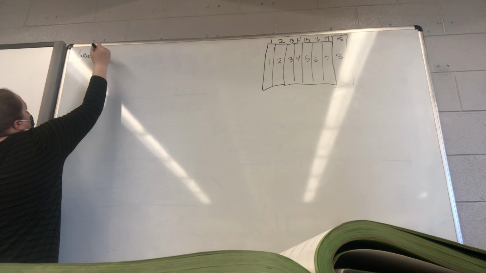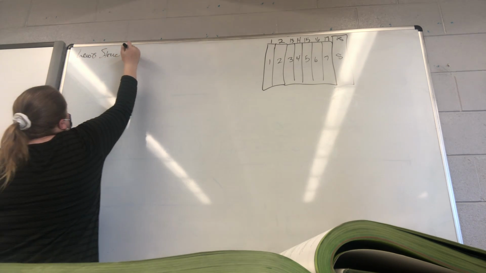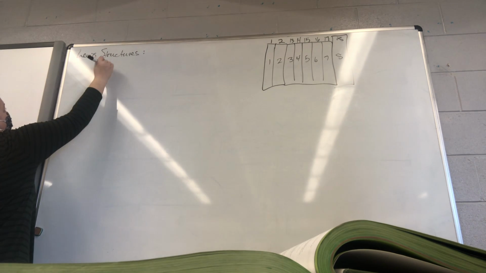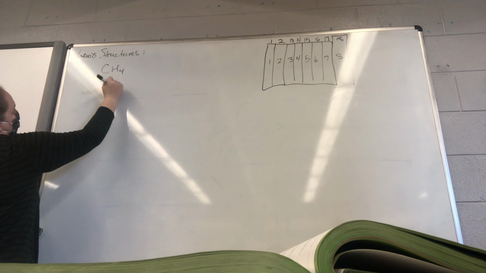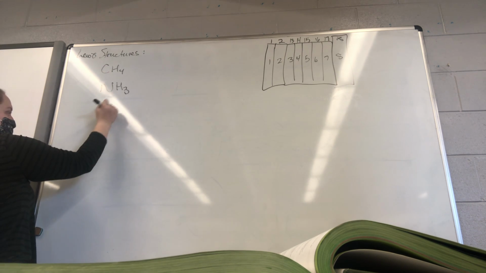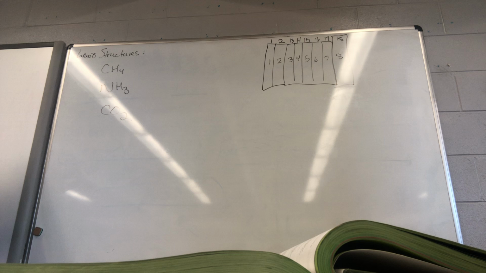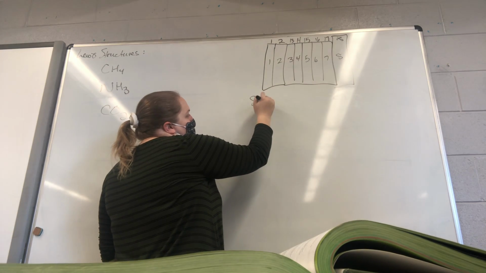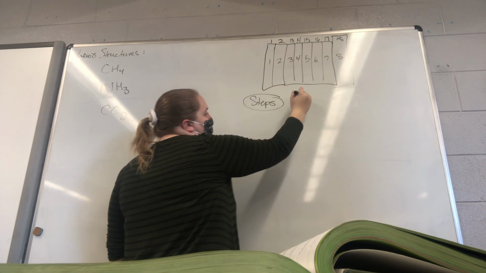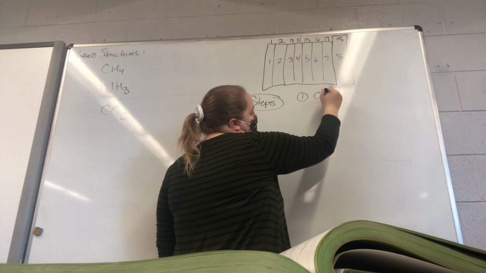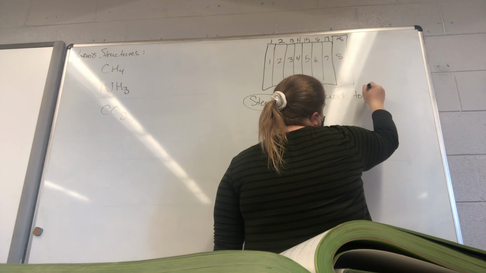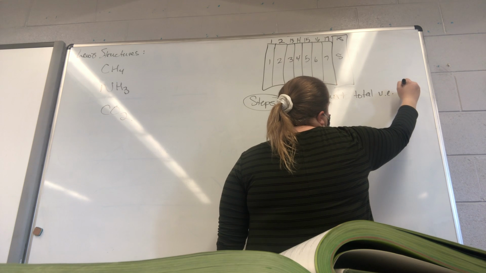Lewis structures. Here we go. So here are the 3 we are going to draw. You've seen them before. We're going to talk about the steps. First one was to count total valence electrons in the structure.